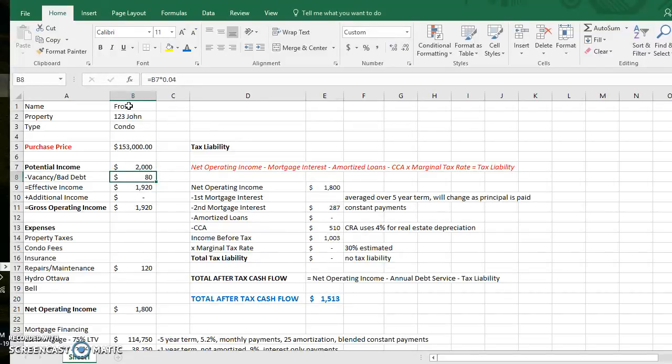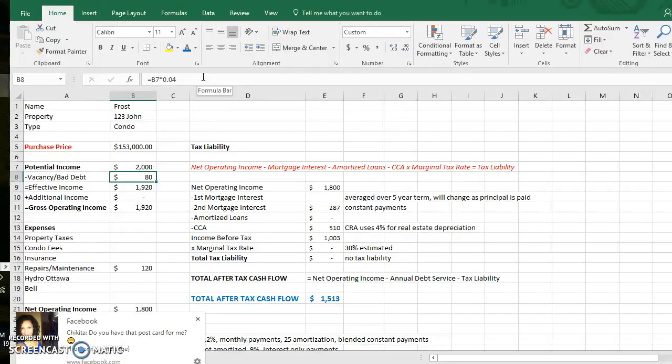From there, you'll see I have preset some formulas. The first thing we start with is vacancy or bad debt. What we usually do is take 4% of the gross potential income. This is kind of a market average, used for potential vacancies or any loss of rents from bad tenants. From that, you get your effective income.